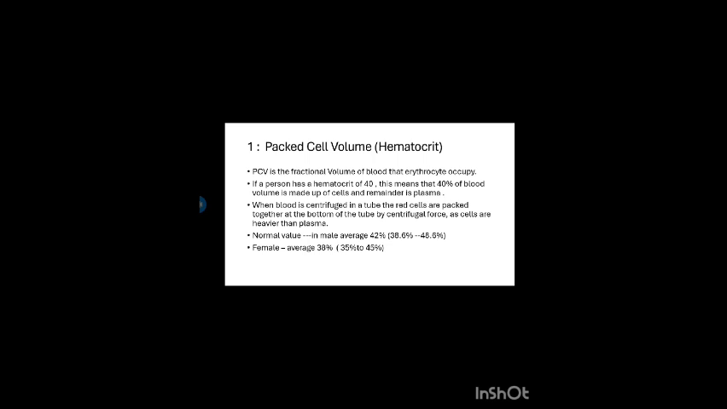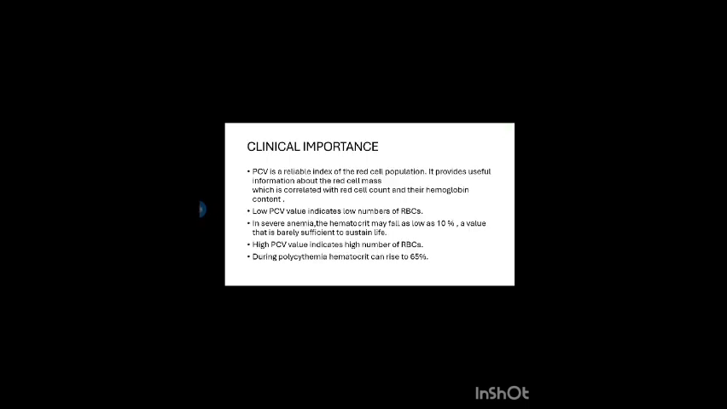Normal value in male averages 42% and ranges from 38.6 to 48.6. In female, the average value is 38 and ranges from 35 to 45%. Clinical importance: PCV is a reliable index of red cell population. It gives us useful information about the number of RBC in blood and their hemoglobin content.